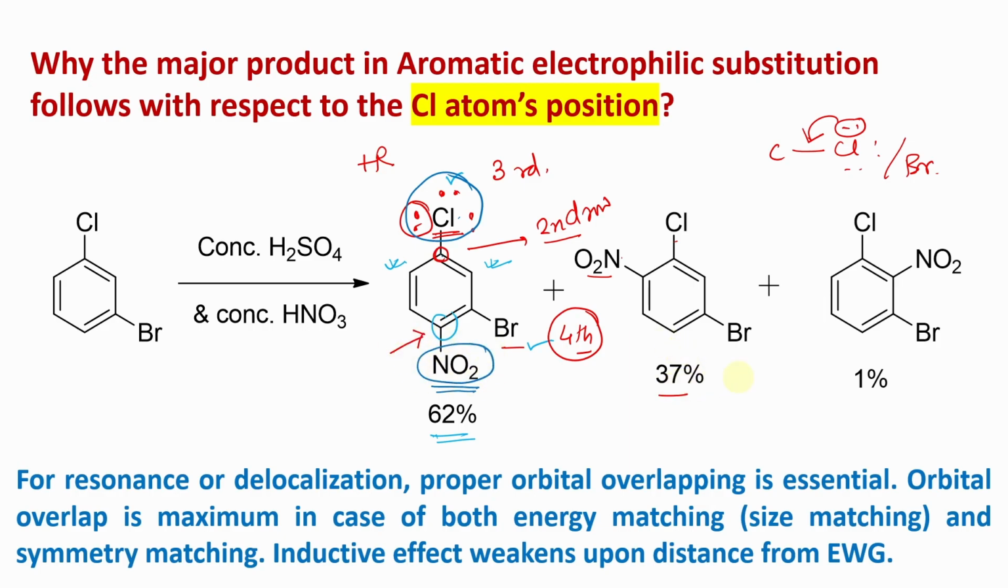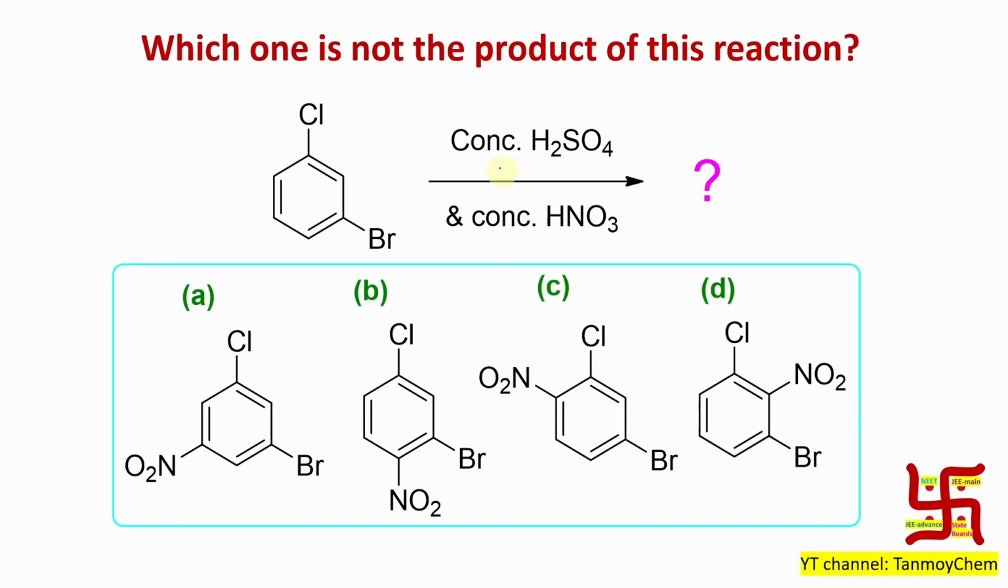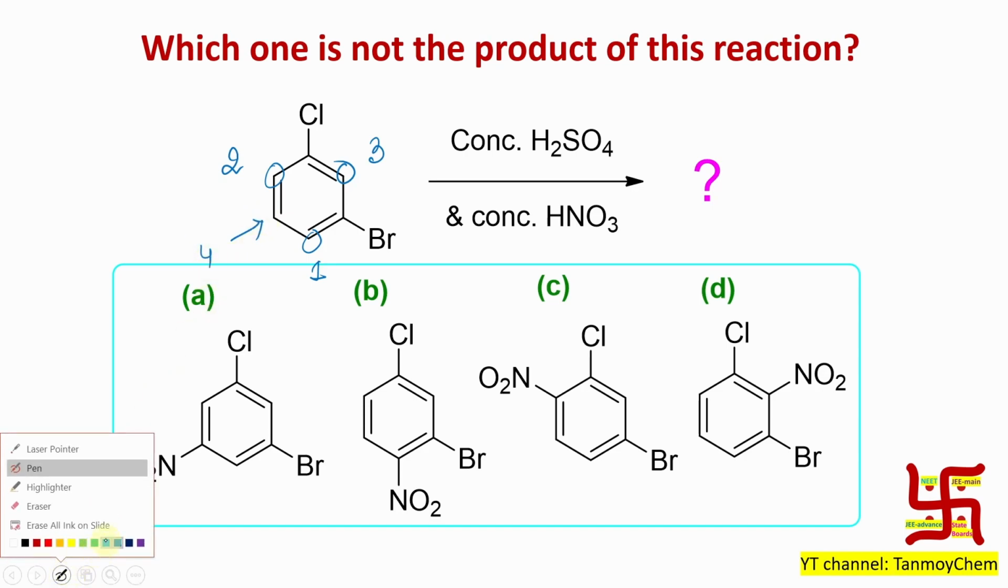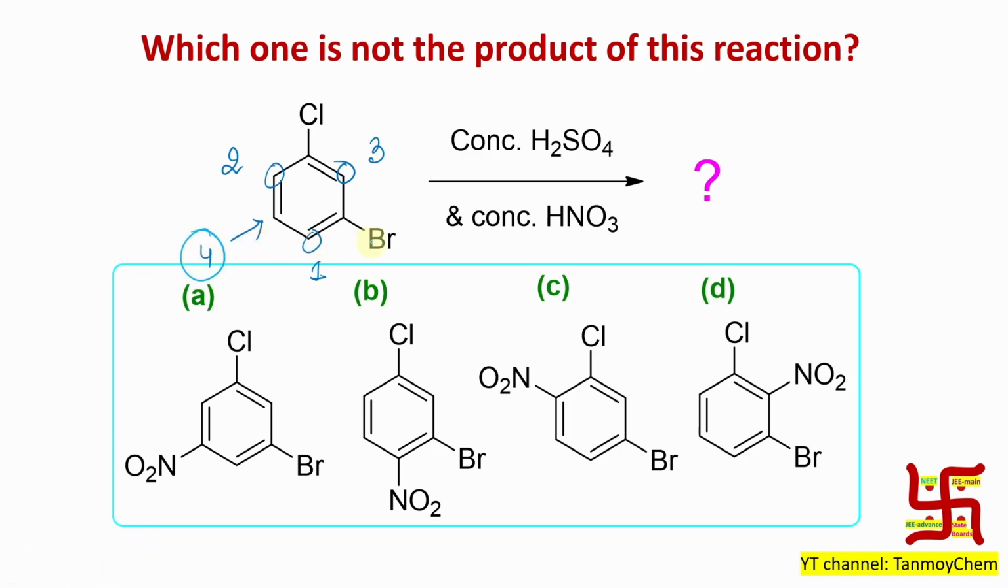Now, what was our question? Our question: which is not the product of this reaction. So we understood that ortho and para. So this is number 1 as a yield, this is number 2, this is number 3. So who is in number 4? Obviously this one, means almost no product. So you can expect there will be no product formation at this position.